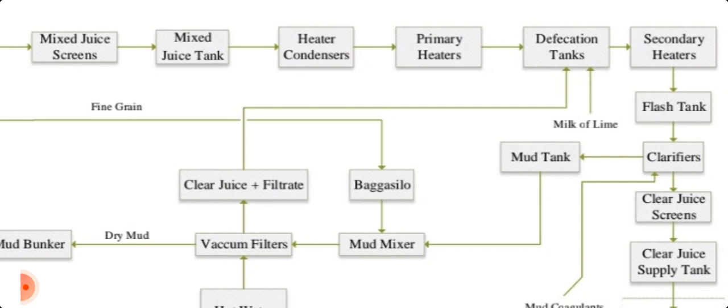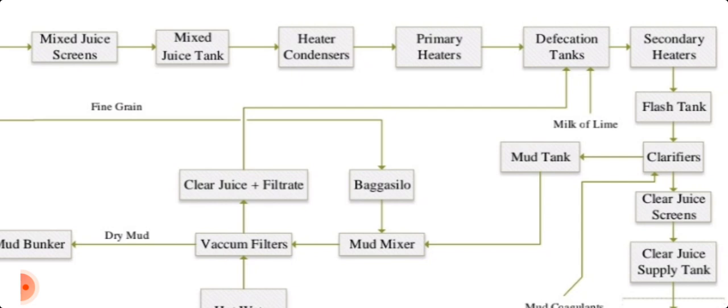Then from this heater, juice goes to the primary heater. The primary heaters run on first vapor, second vapor, or third vapor, but mostly in industries third vapors and fourth vapors are used in the primary heaters. This primary heater will heat up the juice coming from the mill house and the mixed juice tank, so the temperature goes up to 70 degrees centigrade.